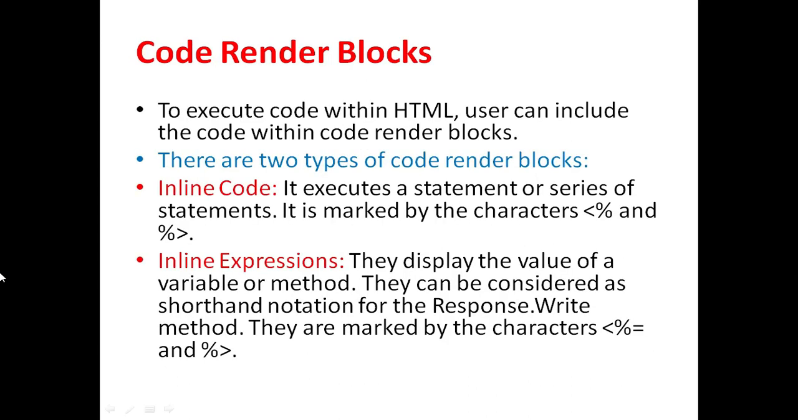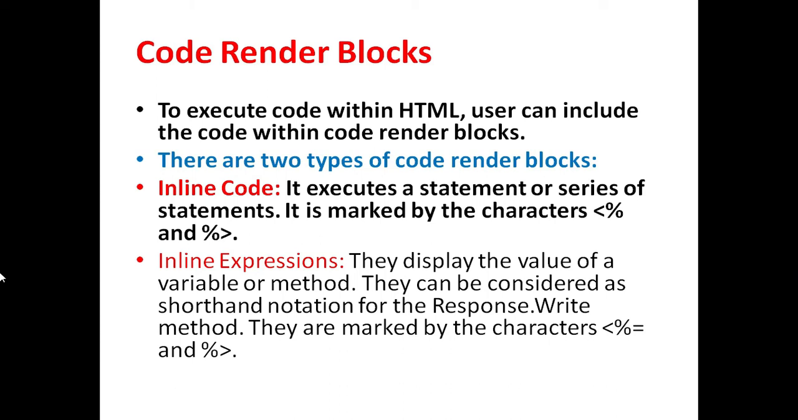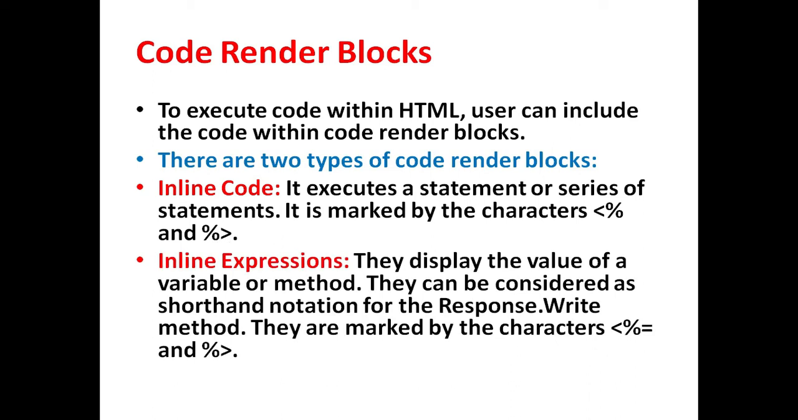Next is the code render block. To execute code within HTML, the user can include the code within code render blocks. There are two types of code render blocks. First is inline code, which executes a statement or series of statements. It is marked by the characters <% and %>. Inline expressions display the value of a variable or method. They can be considered as a shorthand notation for the Response.Write method. They are marked by the characters <%= and %>.